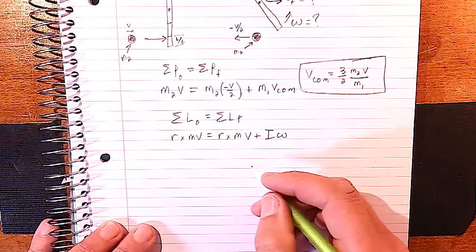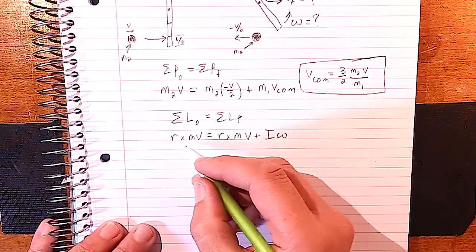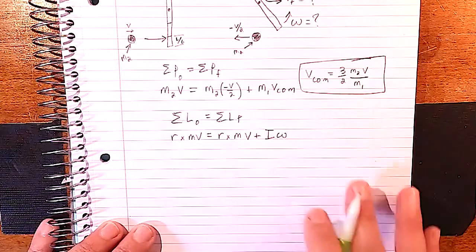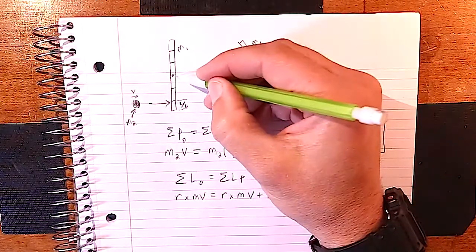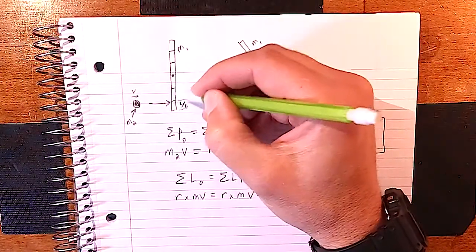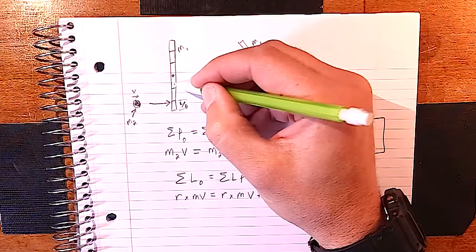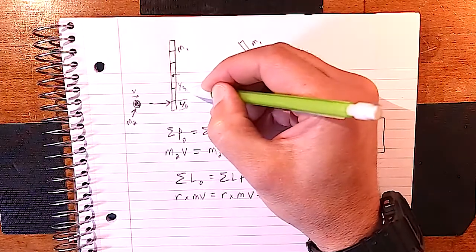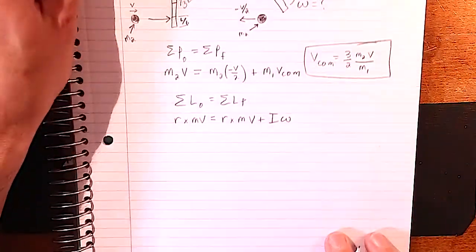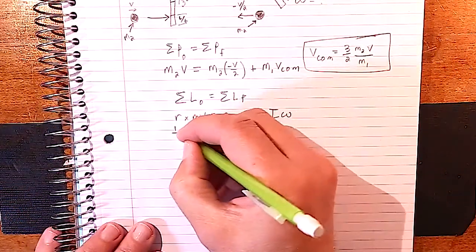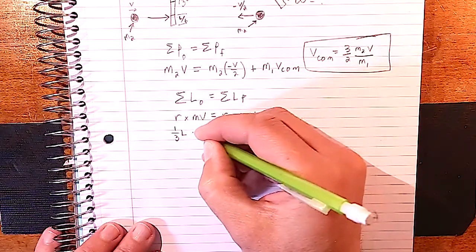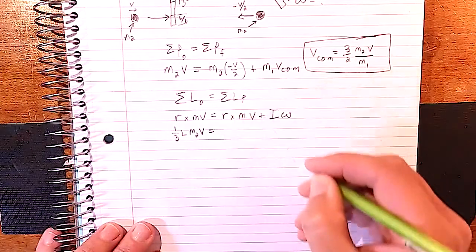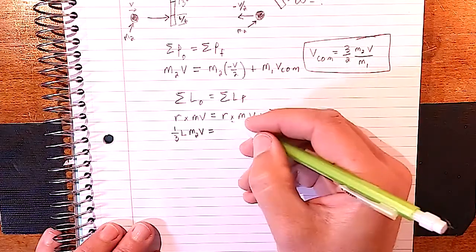And now we can start to put our numbers in, but we've got to be careful. Because what is r in this case? Well, r is the distance from here to here. So that's 2/6, or that is 1/3 of L. So we can put in our 1/3 L times m2 times that initial velocity it comes in at. And then we have our second r.